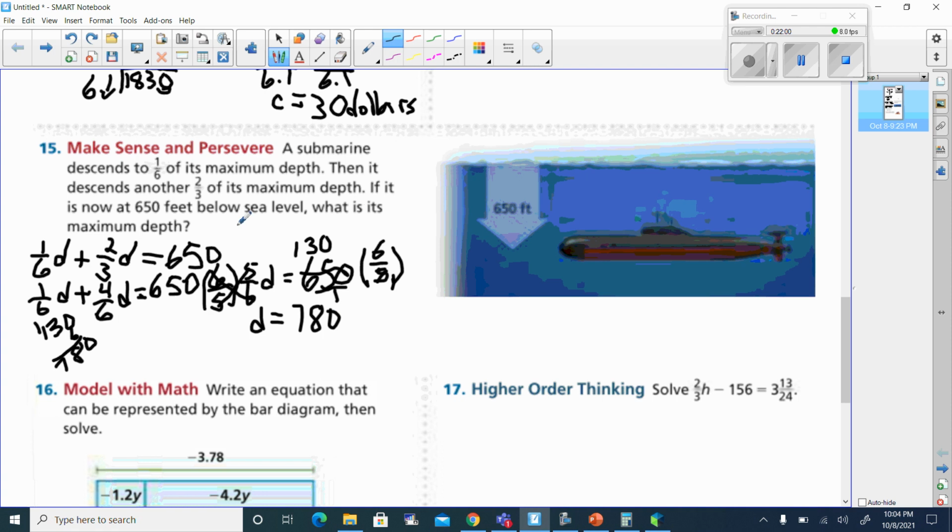And since we're talking about what is the maximum, let's see, if it is now at 650 feet, what is the maximum depth? The maximum depth has to be 780 feet below sea level. So I would put 780, and we're talking about feet, right? Yep, feet.